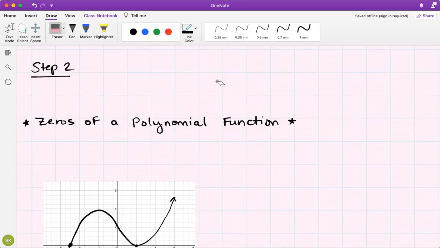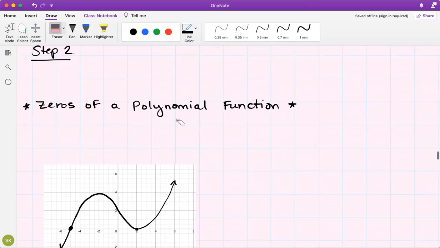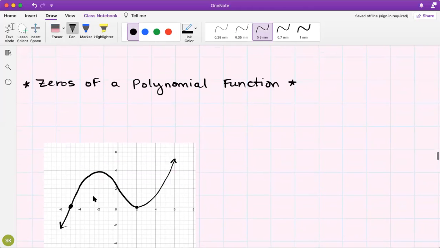Okay, so let's move on. I think we have a good understanding of how to graph polynomial functions using transformations. Now we're going to talk about polynomial functions that are in a factored form. So we're going to have to look at several pieces of information before we can actually graph it. One thing we need to talk about is the zeros of a polynomial function.